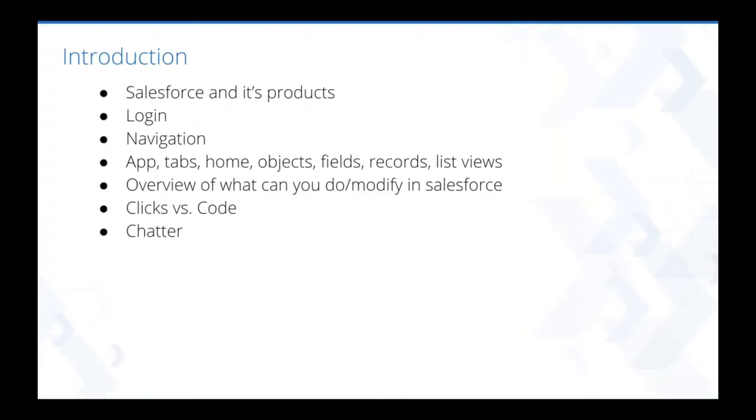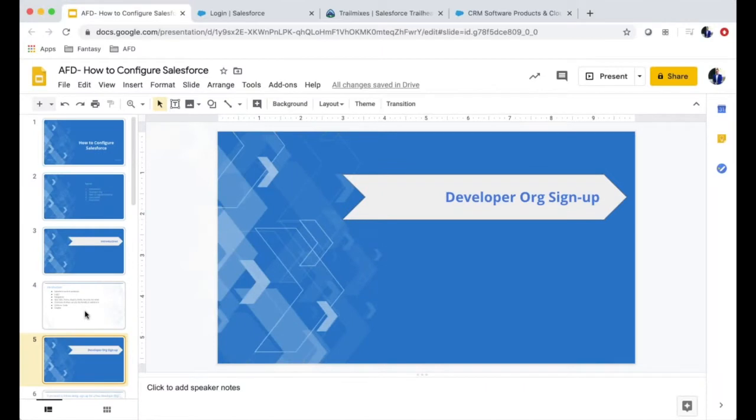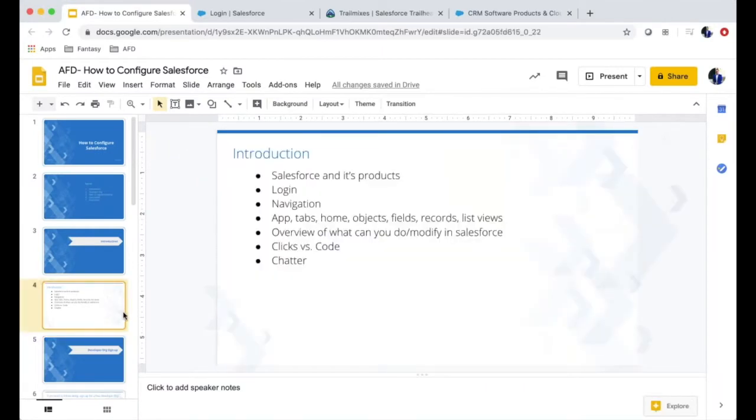Right, for the introduction, let me just get out of this presentation. So we'll go through products, how to log in, basic navigation of Salesforce, what are apps, tabs, what is in the home screen, objects, fields, records, and list views. I will also give you an overview of what you can do and modify in Salesforce. Explain what it means between clicks and code, and what Chatter is.